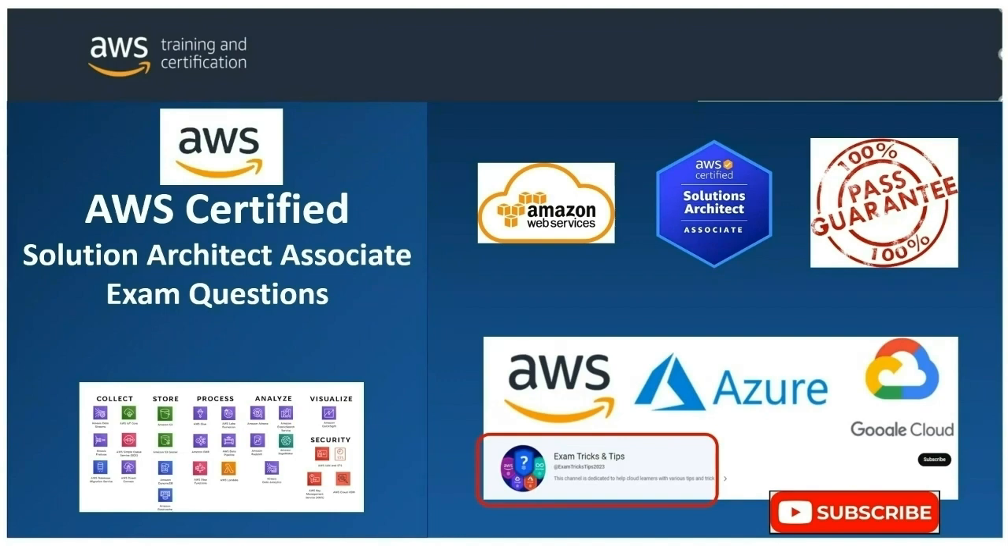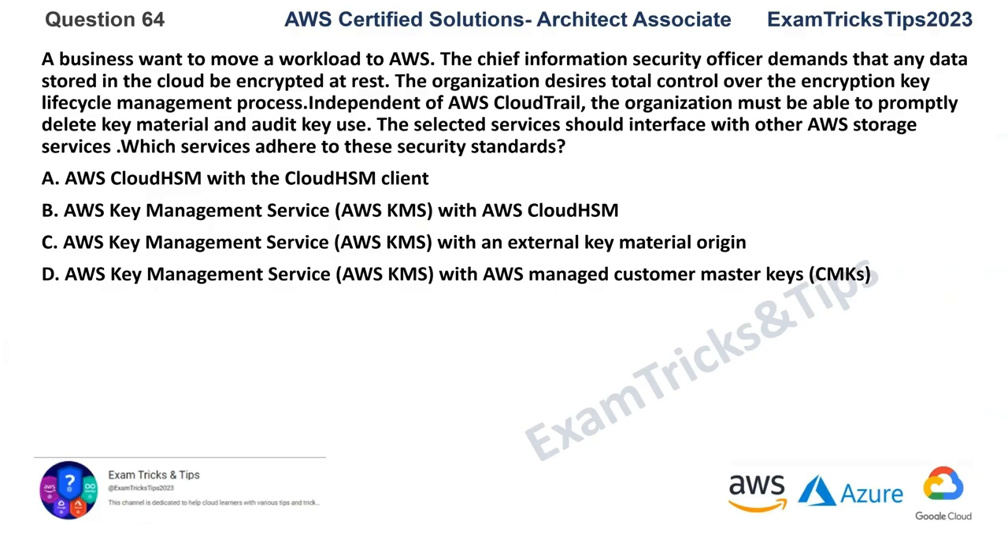Thank you. Question number 64. A business wants to move a workload to AWS. The Chief Information Security Officer demands that any data stored in the cloud be encrypted at rest. The organization desires total control over the encryption key lifecycle management process. Independent of AWS CloudTrail, the organization must be able to promptly delete key material and audit key use. The selected services should interface with other AWS storage services. Which services adhere to these security standards?